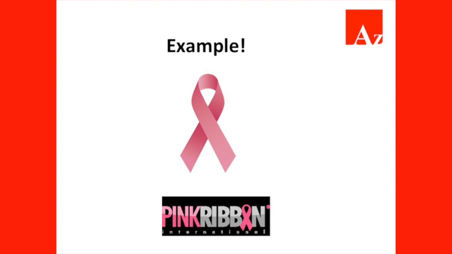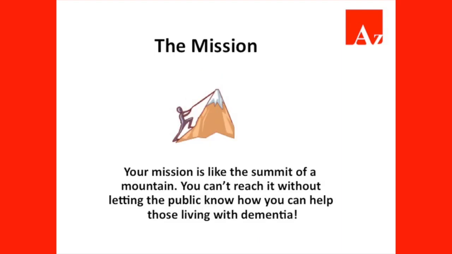So I'm sure you will agree with me that having a mission on its own is not enough. It's like trying to reach the top of a mountain, but in order to do that, you need to let the public know what you are doing and how you are helping people with dementia and their caregivers. So the first important thing is to identify your aims. You need to know exactly what you are aiming to achieve.